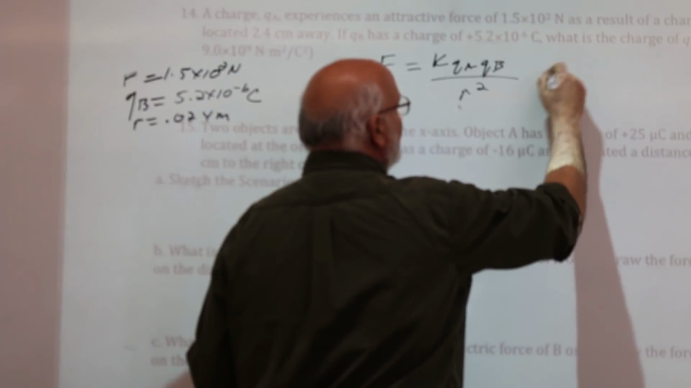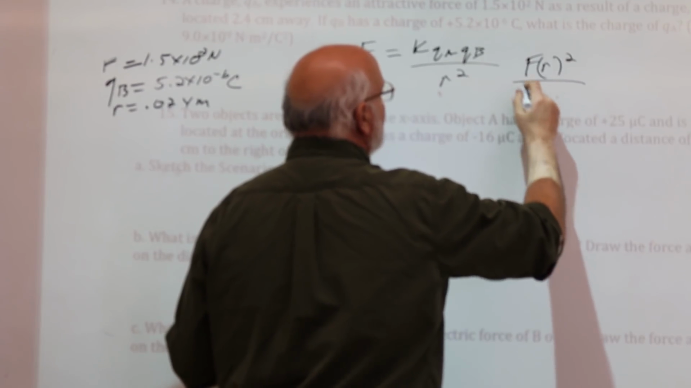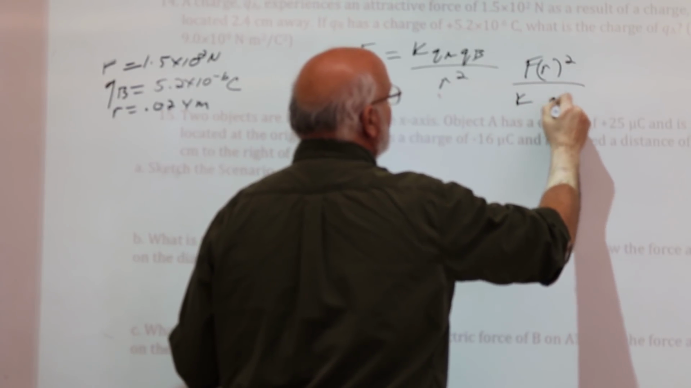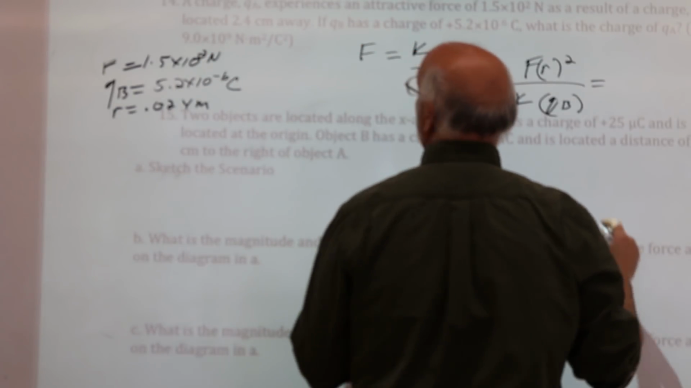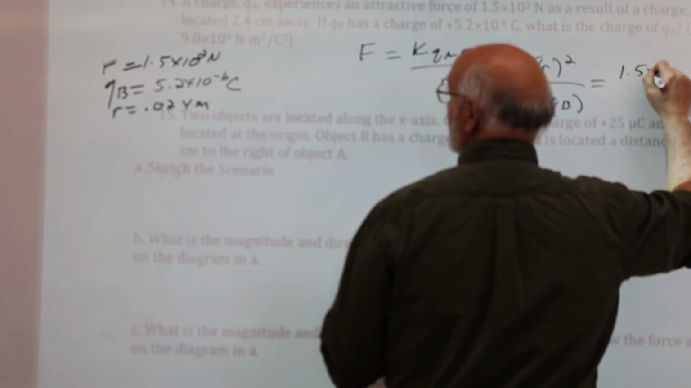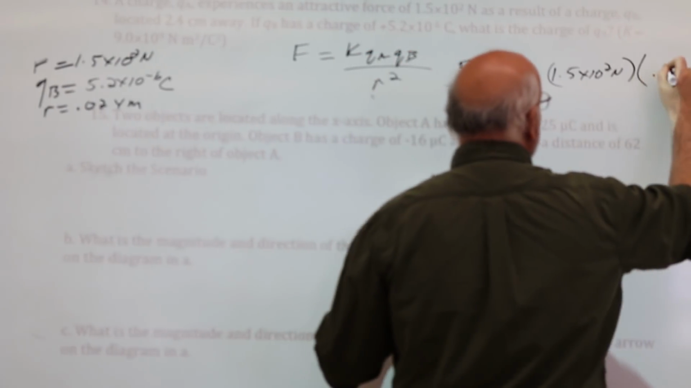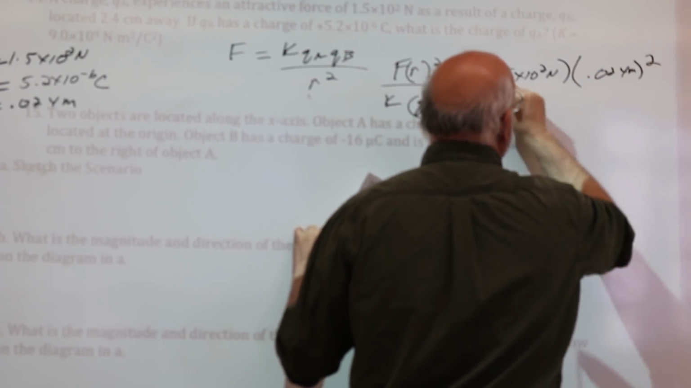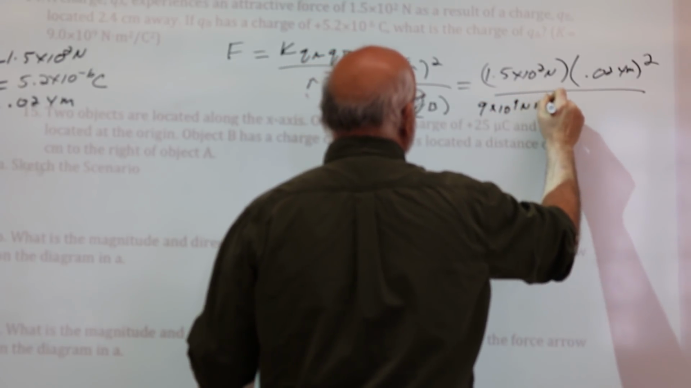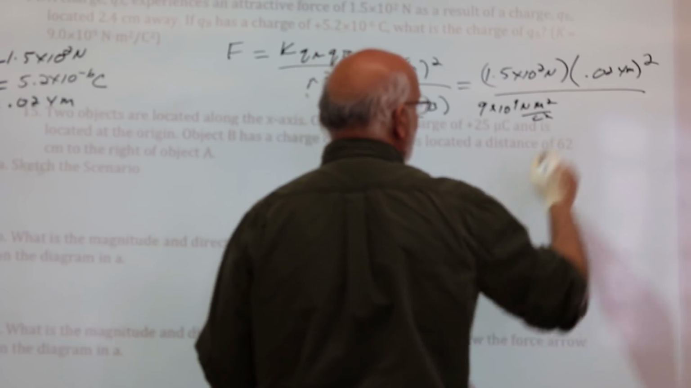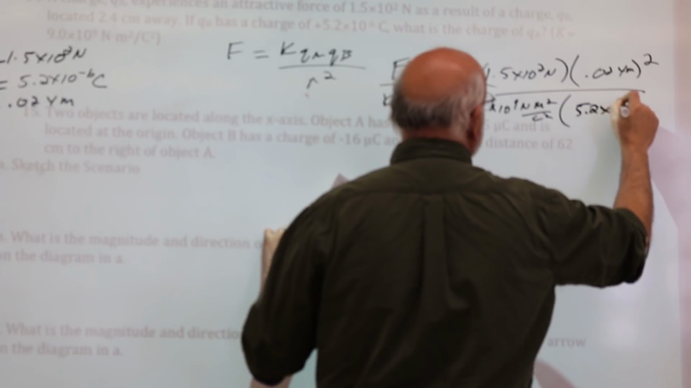Bring R up. Force times R squared divided by the K times the QB. Now we just put our numbers in. So the numbers that we're going to be having is 1.5, 10 to the second newtons. The radius, which is 0.024 meters squared, divided by 9 times 10 to the 9 newtons, meter squared, coulomb squared, that's your constant, always the same, times the charge, 5.2, 10 to the negative 6 coulombs.